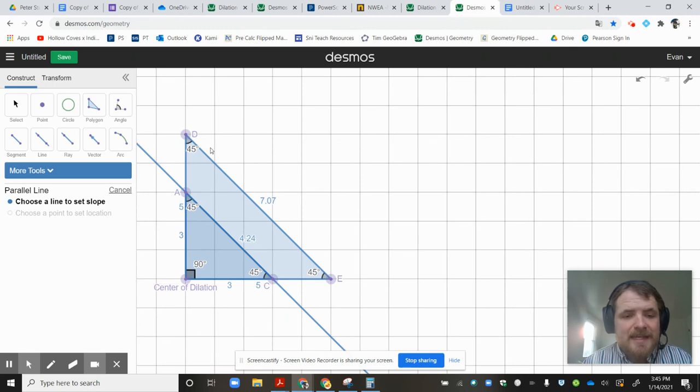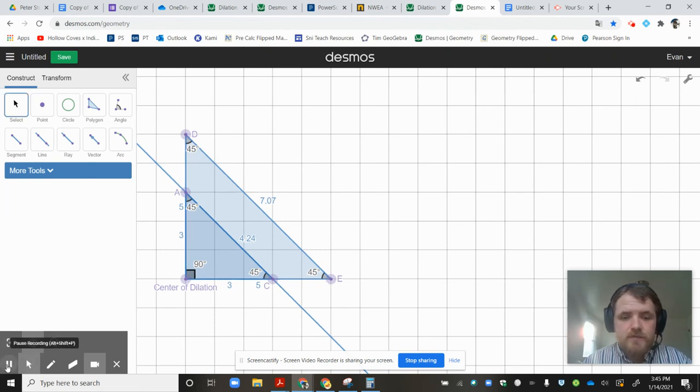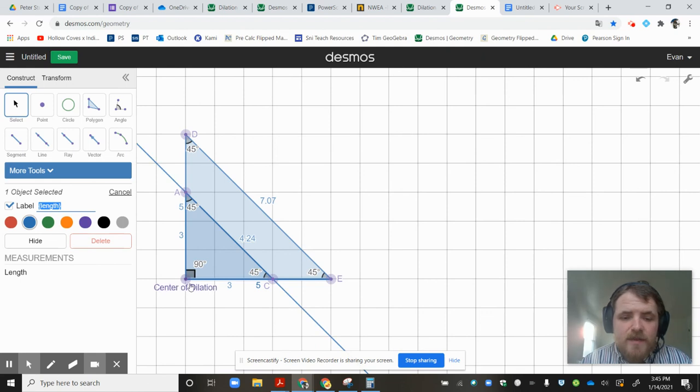Okay, and again, 45, 45, 45, 45. Remember, those are called corresponding angles. Just so we're not confused, that 5 really is with that entire center of dilation to E, and then this 5 over here is center of dilation to D. It's that left side. Okay, just in case you're like, what do these numbers mean?